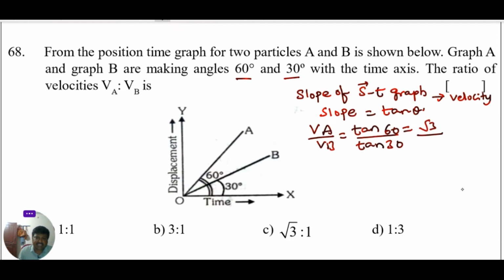Next, tan 30 is 1 by root 3. So from this, root 3 divided by 1 by root 3, this root 3 comes in the numerator, root 3 into root 3 is equal to 3. That is equal to 3 is to 1. 3 is to 1 is the right answer. So option B is the right answer.